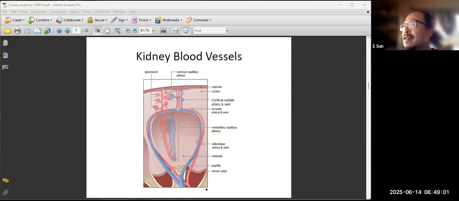And then here in the cortical region, they're going to interface with the nephron. So you have the cortical radiate artery, and then you can see that here you have the capillary. So the artery will go into the arteriole and then into the capillary.